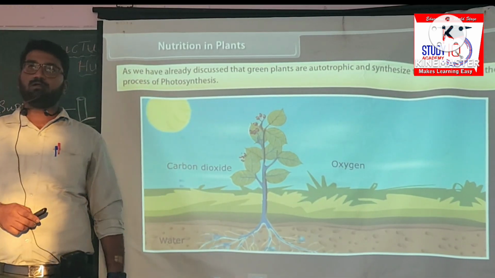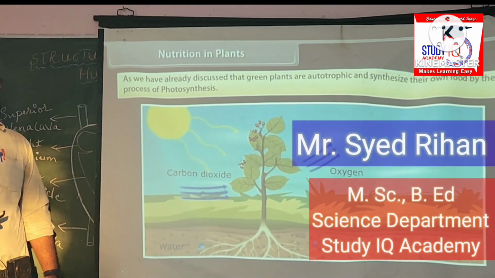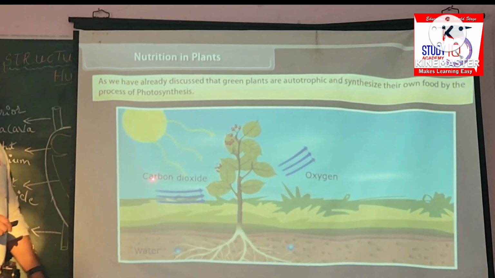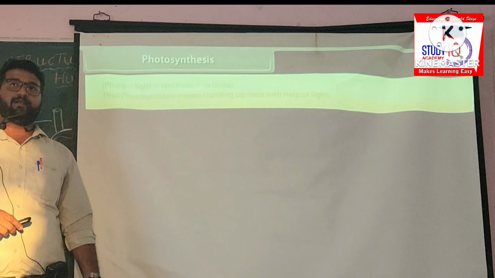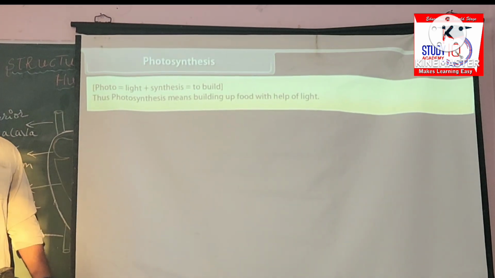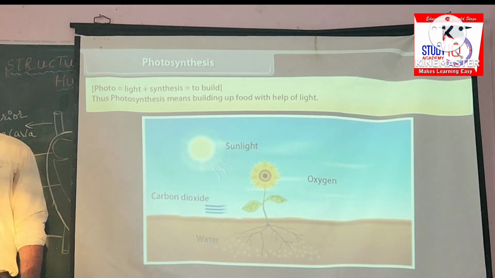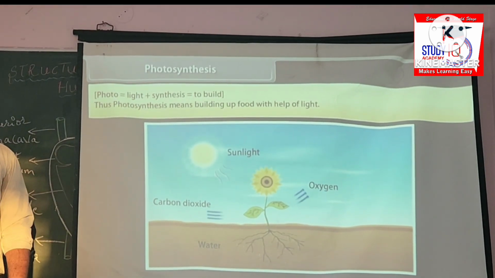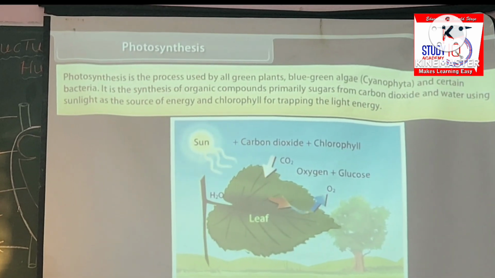Plants get food by a mode of nutrition, that is the autotrophic mode of nutrition. Plants are responsible to inhale carbon dioxide, and oxygen is a gas which gets liberated by the production of food. So the whole process of photosynthesis is responsible for the plants to get food.